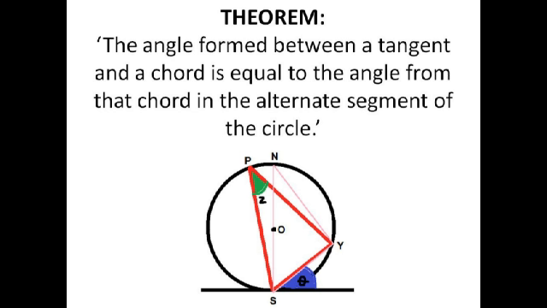Okay, now we've got the horrible last theorem, which is that the angle formed between a tangent and a chord is equal to the angle from that chord in the alternate segment of the circle, otherwise known as alternate segment theorem, which is much shorter and easier to remember. And we're basically proving that the green angle is equal to the blue angle.